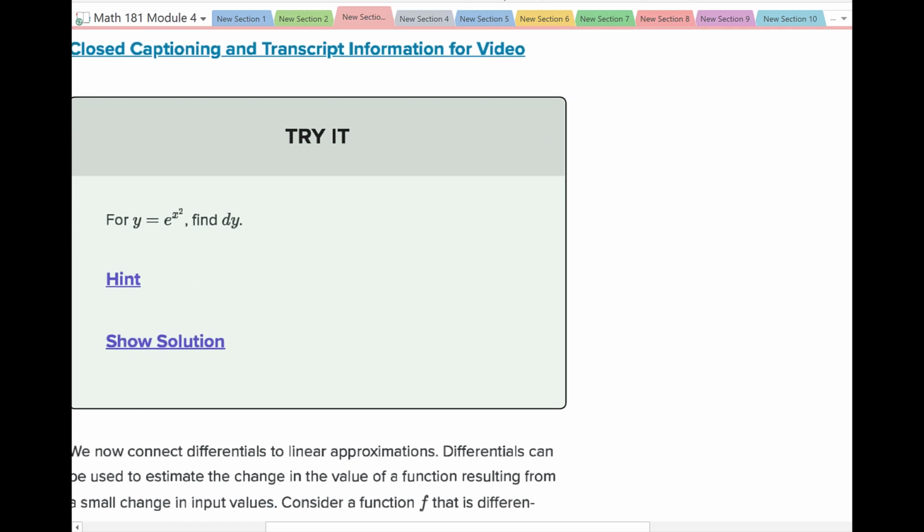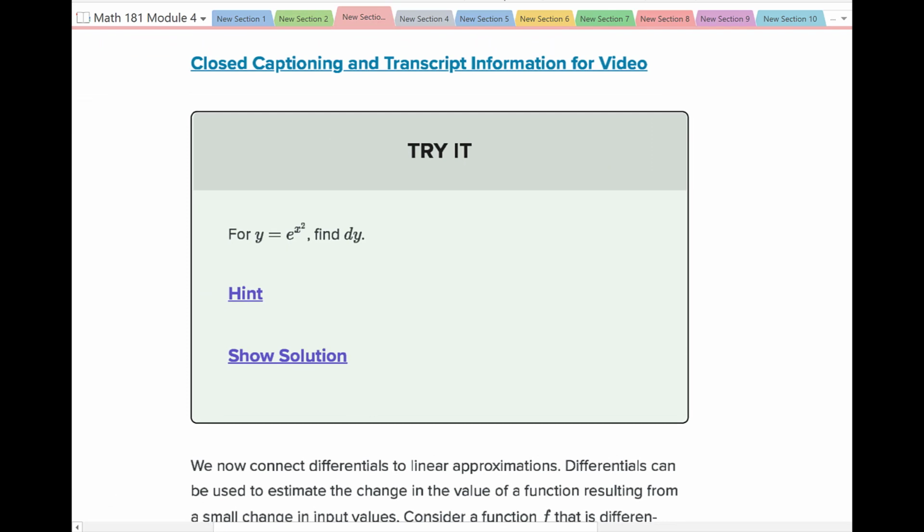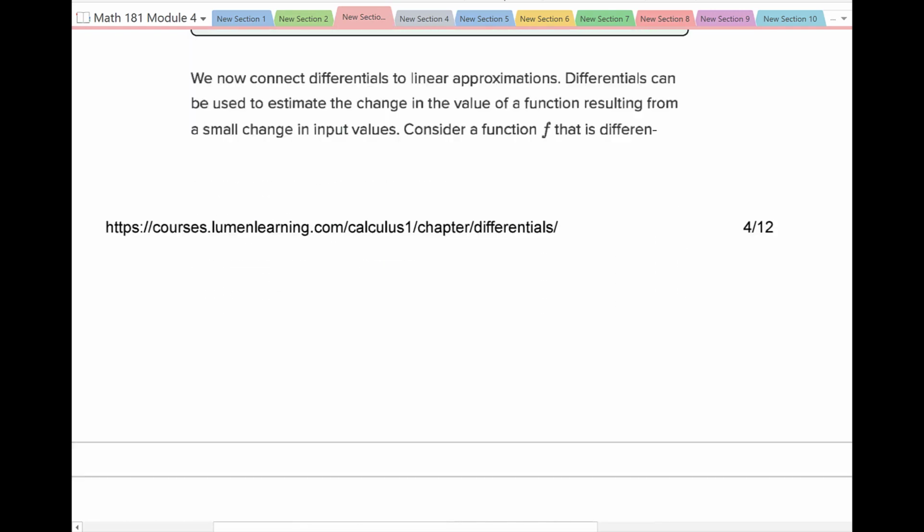For y equals e to the x squared, find dy. So our y prime is going to be e to the x squared times the derivative of x squared, which is 2x. So the dy would be 2x e to the x squared dx, where dx will represent that small amount of change in the input value. And that's it. Okay, let's go on.